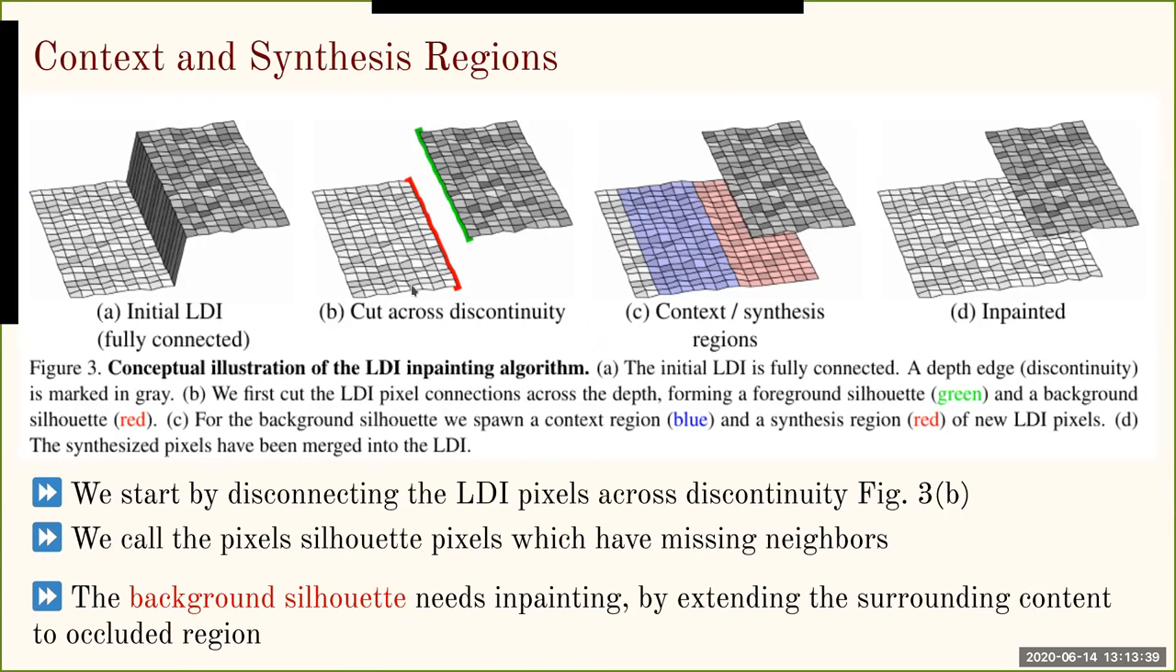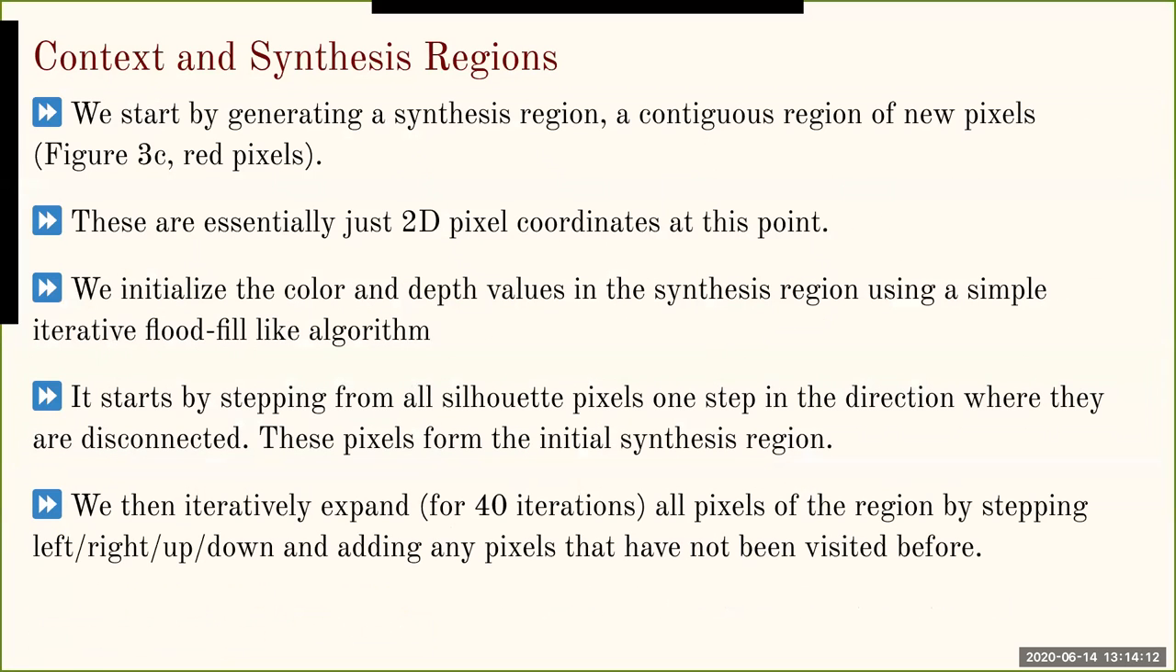So we are starting by splitting this so that we can create a context-aware synthesis of the two layers, and we call this silhouette pixels because these pixels won't be affecting much in the synthesis. We will only focus on the background region. And the background silhouette, which is given by red, needs inpainting by extending the surrounding to occluded regions.